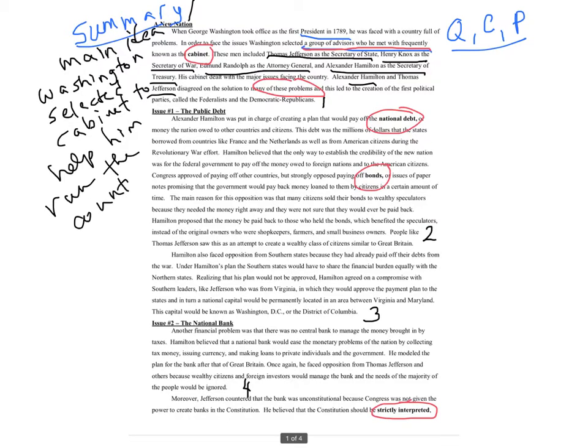Now, obviously, I'm taking up a lot of space. You wouldn't do that. You'd write smaller. But now, on the right side, it says question, comment, or picture. My big question is, what are the problems that our nation was facing? I feel like that paragraph did not answer that, so I'm going to go ahead and write that as my question.